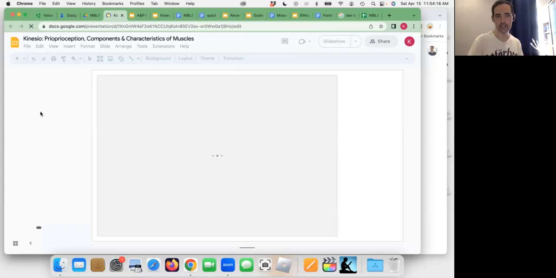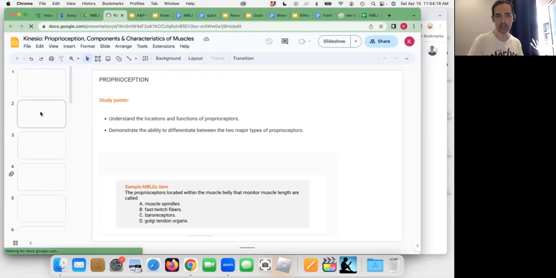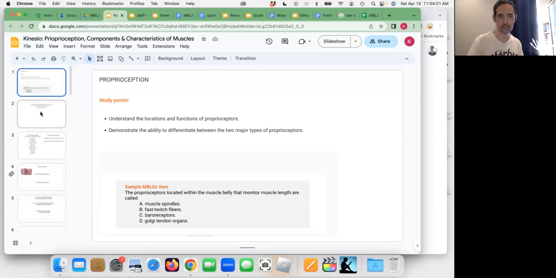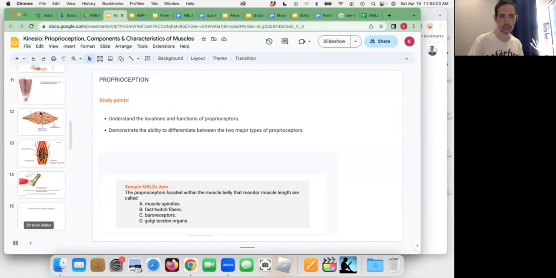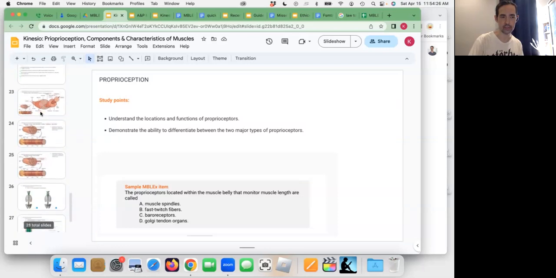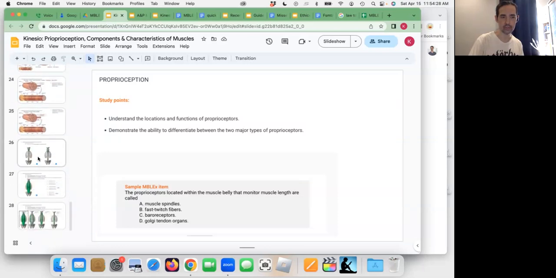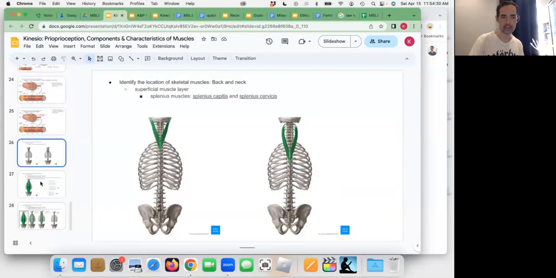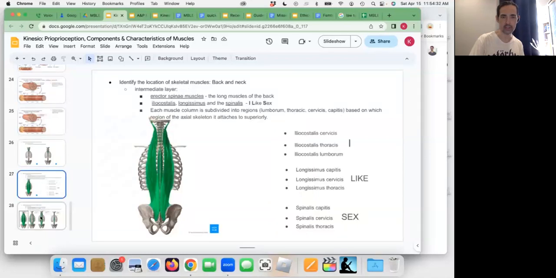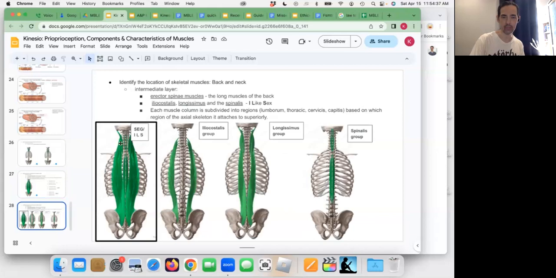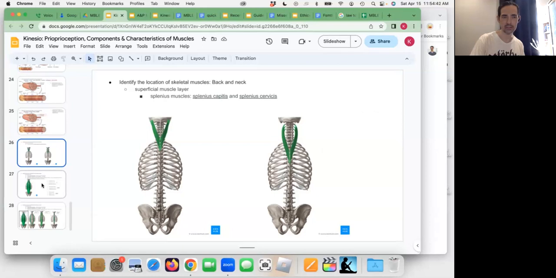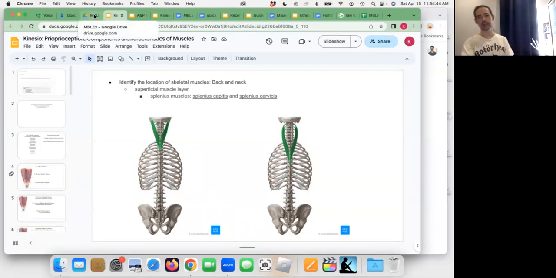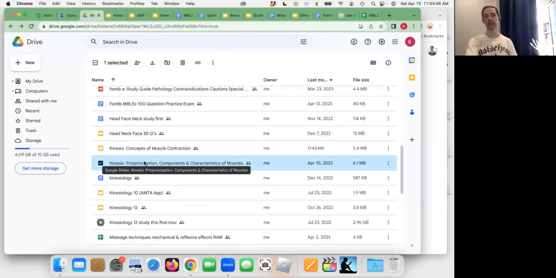This presentation is something I want you to review multiple times. So this should look familiar to you. We did this. Okay, so here we get started with the muscles on the back surface of the body. Iliocostalis, lumborum, spinalis muscles, spinal erectors, spinalis, splenius. I'm just reading stuff randomly. So this is in the MBLEx, and this is kinesio-proprioception, components and characteristics of muscles.